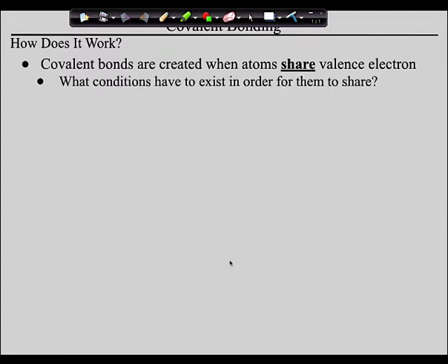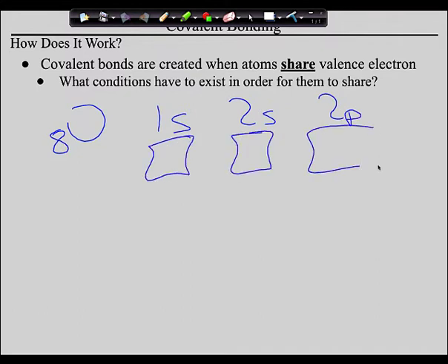So first of all, what has to be true in order for these things to share electrons? In order for an atom to share electrons, and maybe if you don't understand the question, try this. So this is oxygen, element number 8, 1s, 2s, 2p. This is the orbital filling diagram for oxygen. What is it about oxygen that allows it to form bonds? Go ahead. The empty spaces, right? So guys, it's those empty spaces that become the bonding sites that allow these things to form these bonds.